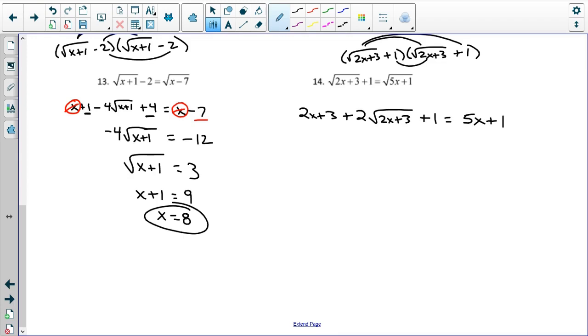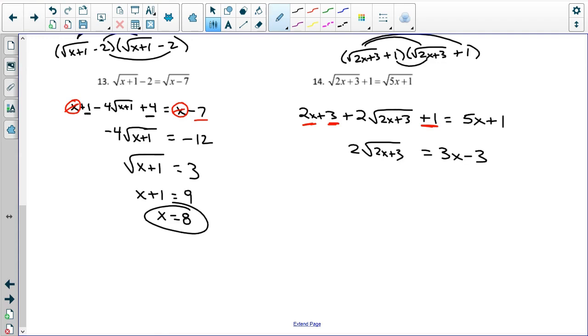Squaring the right side is pretty easy. Now I want to get everything on one side. So I have 2 root 2x plus 3. Sorry, not everything on one side. Everything that isn't the square root on one side. So I'm going to subtract 2x over to the other side, and that will equal 5x minus 2x, which is 3x. I'm also going to subtract 4 to the other side. So 1 minus 4 is 3.